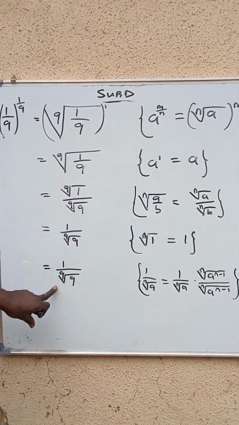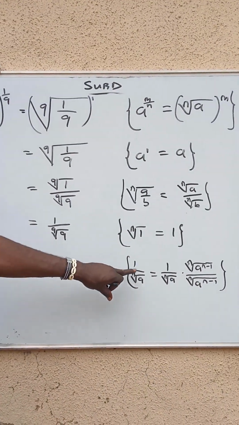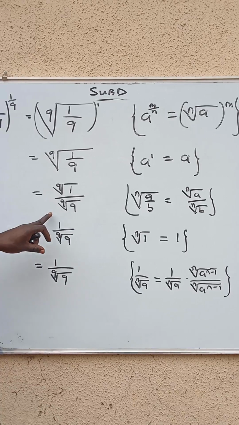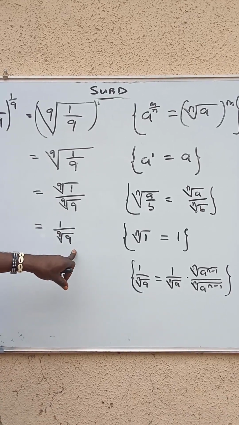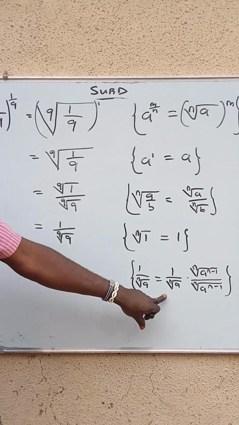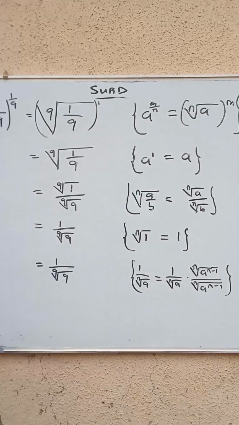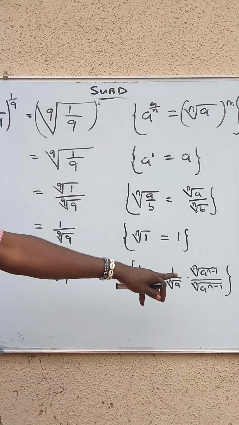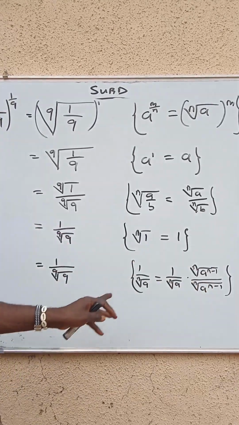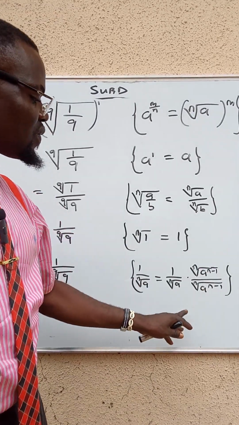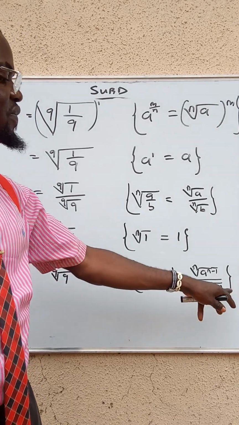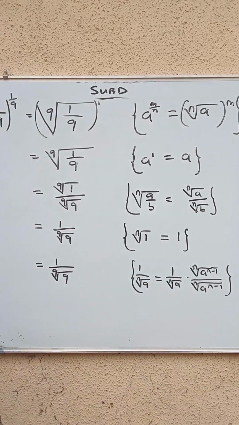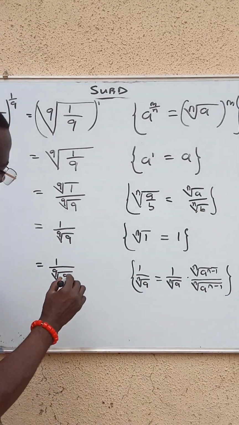So that's what I want to do here. If I have something like this, 1 over the nth root of A, which is the same as 1 over the 9th root of 9. So what I'll have is 1 over the nth root of A multiplied by the nth root of A raised to the power of n minus 1 over the nth root of A raised to the power of n minus 1. So here I'm going to have what?